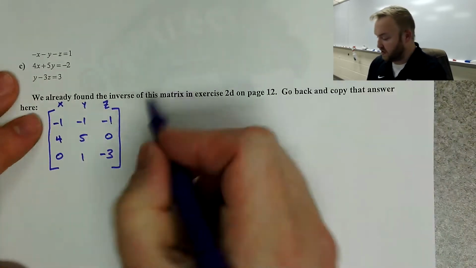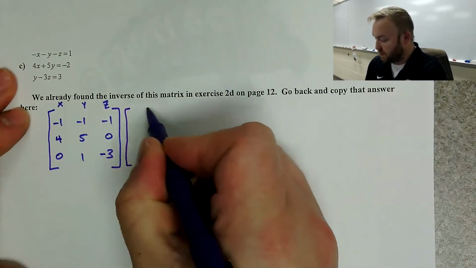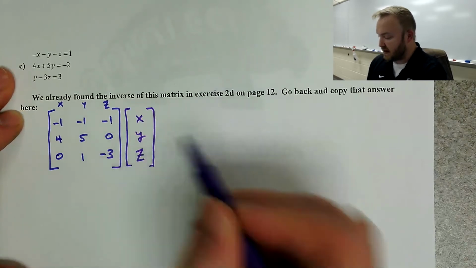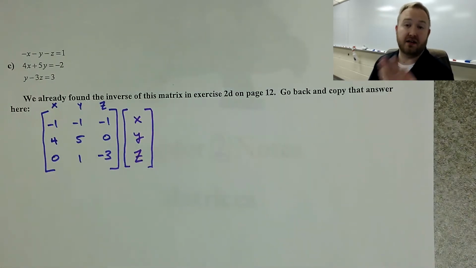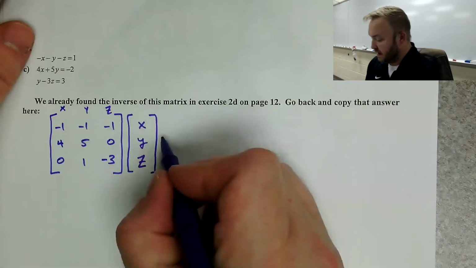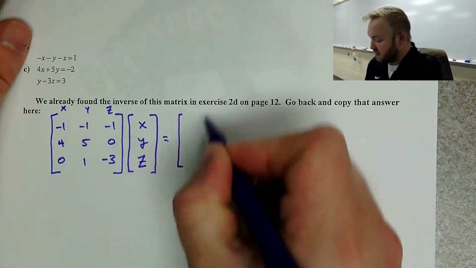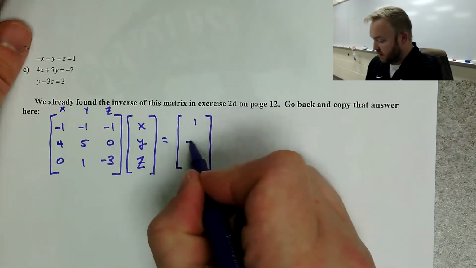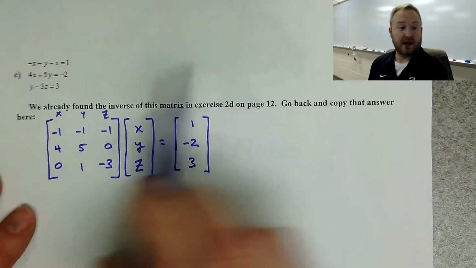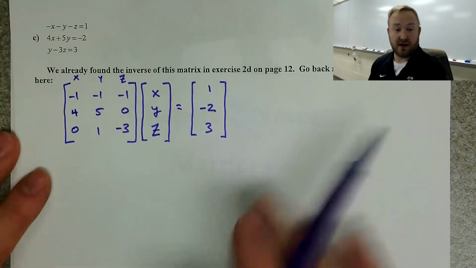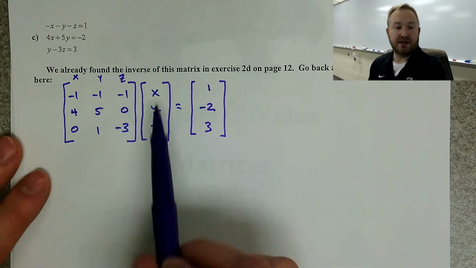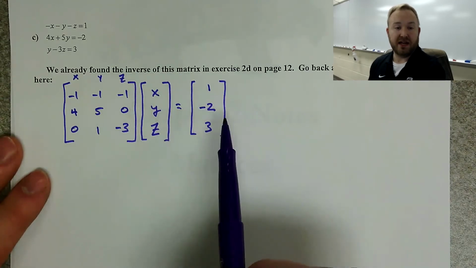There's my coefficient matrix. I'm going to multiply that by my variable matrix, which this time will have an X and a Y and a Z, because we have 3 variables. That will equal my constant matrix, which are just the constant numbers on the right side here. 1, negative 2, and 3. Those are just those numbers right there. Here's my matrix equation. Here's matrix A, here's matrix X, here's matrix B.